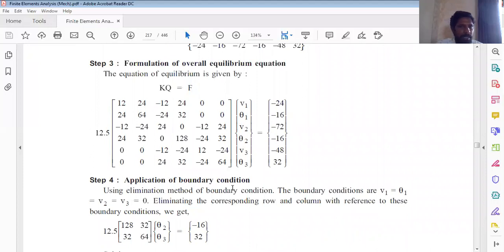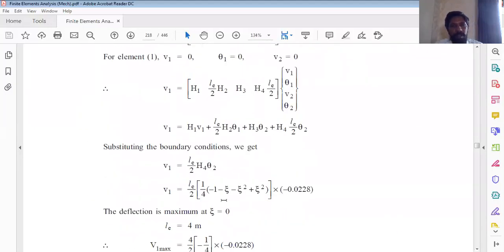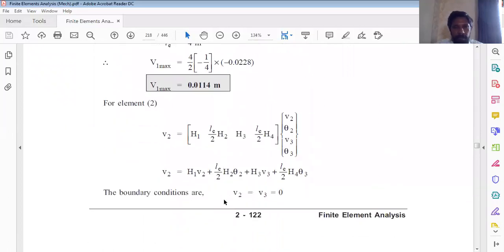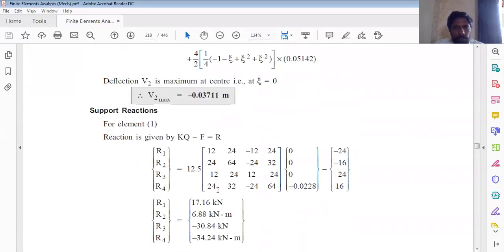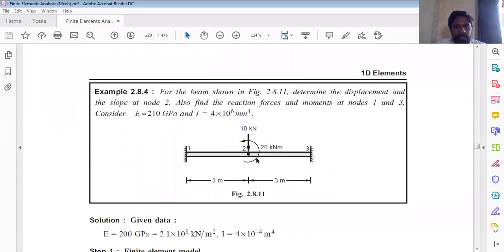We have to eliminate the corresponding rows and columns by applying the boundary conditions. We can also find the maximum deflection similar to the previous problem. So lastly, I want to discuss this type of load. It is a fixed beam wherein node 1 and node 3 are completely fixed, and node 2 is subjected to a point load of intensity 10 kilonewton, and also a moment of 20 kilonewton meter at node number 2.